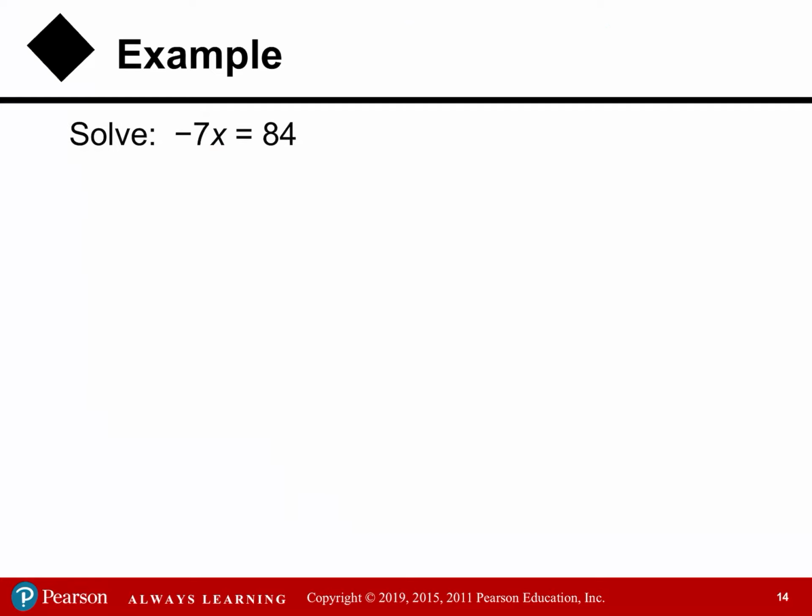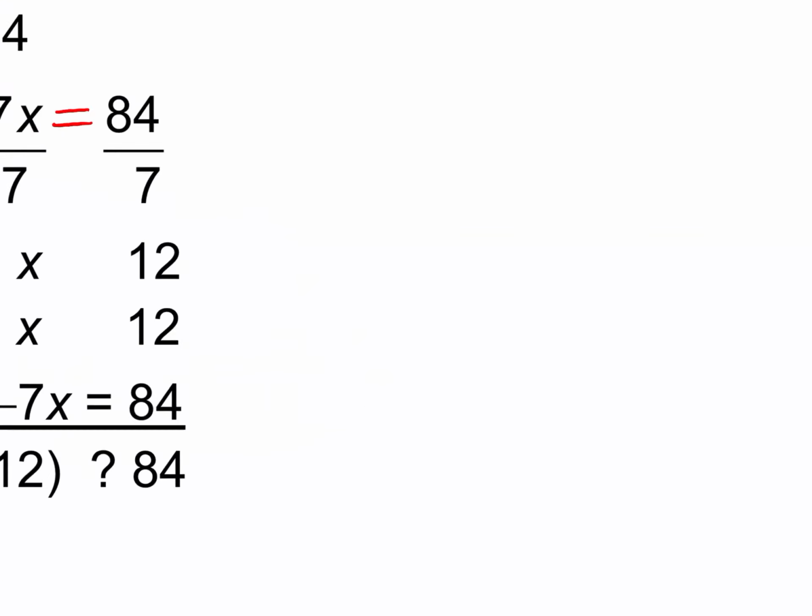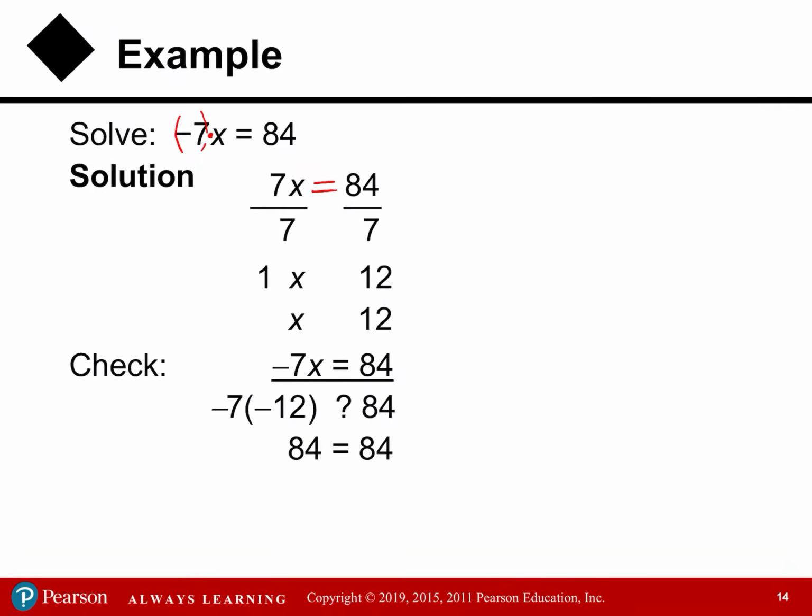Let's do another example. Even if we see a negative, if it's being multiplied, we still treat it the same way. So what we can do is divide both sides by our -7. I think this slide has a typo. So we want to go ahead and divide by a -7, since we have a -7 in our problem.